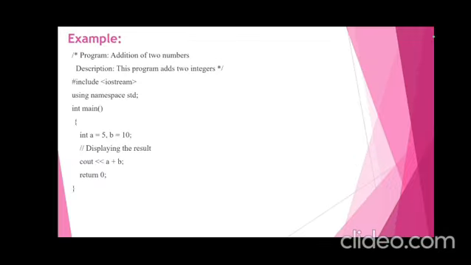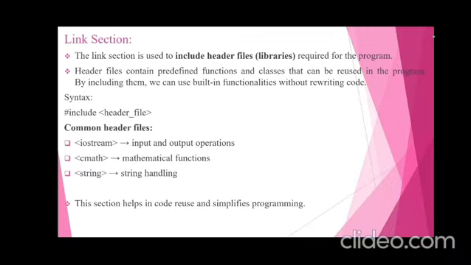So consider this example. This program adds 2 integers. This is a multi-line comment used for documentation. It gives the program title and a short description. So anyone reading the code can easily understand its purpose. And the next section is link section.